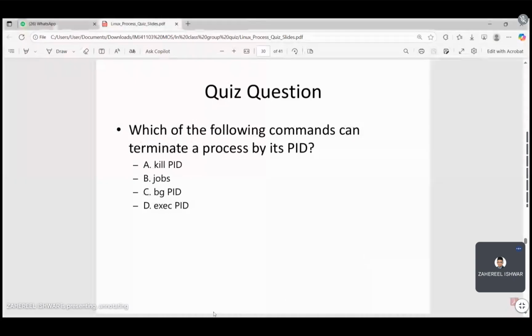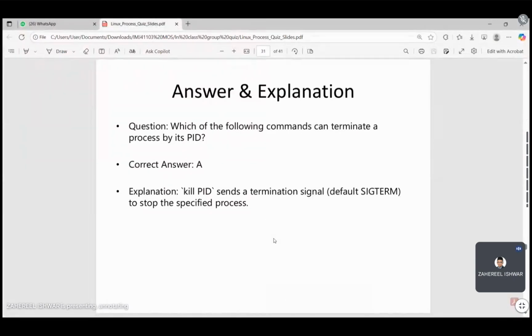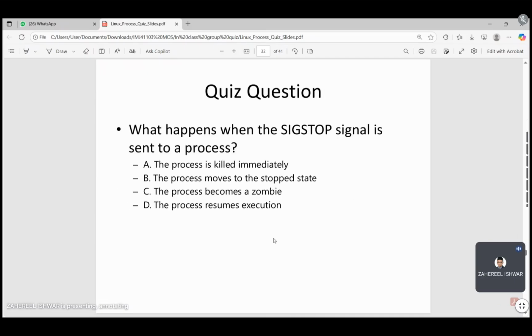All right. Next, the answer is kill PID, sends a termination signal to stop a specific process. It means you write kill and then the PID of the process. Now, what happens when a stop signal is sent to a process? What happened to that process?